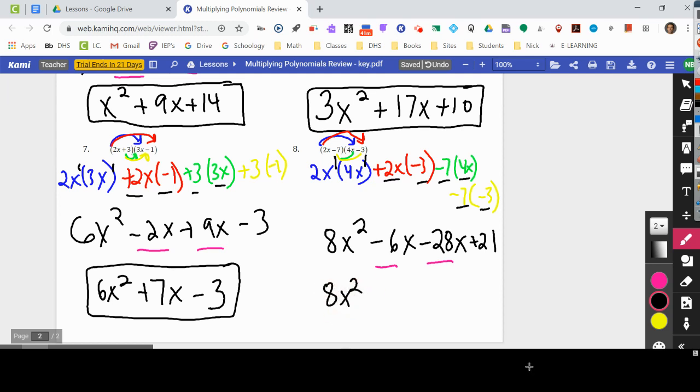Aaron Rodgers got sacked for 6 yards, and then he threw a backwards pass for 28 yards. So now they're back 34 yards here.